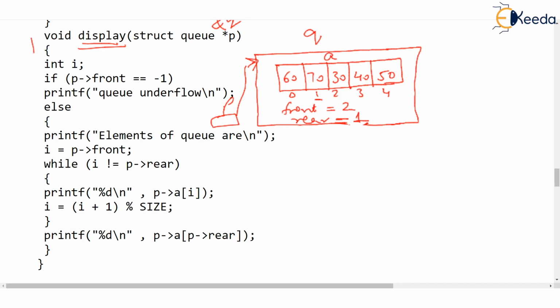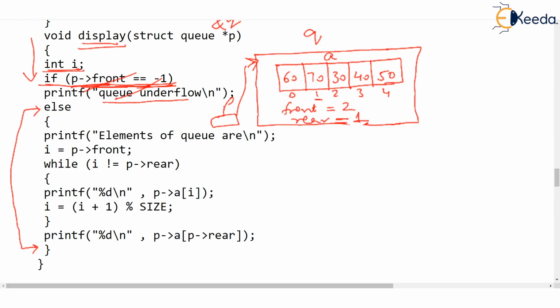Now, in the display function, we have declared one local variable I, but very importantly, you see, we check for underflow. It is so important, isn't it? If you are displaying the queue, you should first check, is the queue empty? If the queue is empty, then you must print underflow and not go to else at all. And the empty condition is, of course, if P arrow front is -1, but as you see, at the moment front is 2. So this condition fails and we land in else. So we have decided that there are some elements in the queue and we will print them.